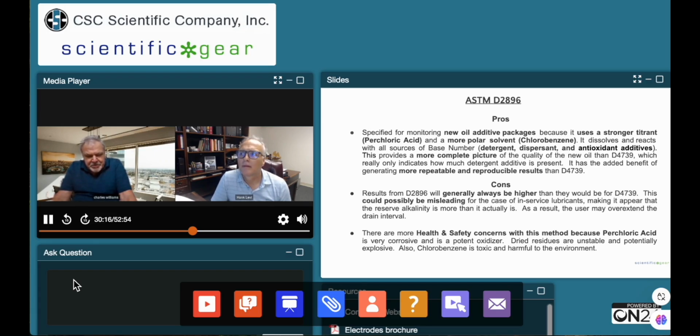Now, when you get to the used oils or in the oil servicing program, you want to go with the 4739. Okay. Yeah, I think you're right. But one of the cons that you didn't mention was health concerns because of the perchloric acid. I guess that's right. And from both of them, the perchloric is kind of nasty stuff too. Even though it's at 0.1 normal, it's enough.